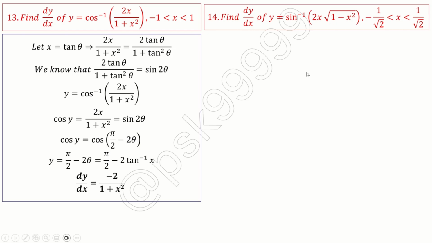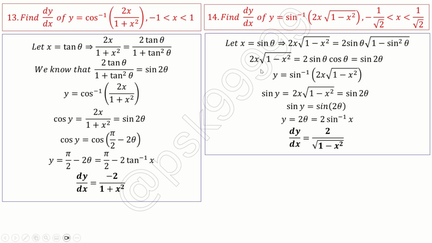Next. Again, y equals sine inverse of 2x square root of 1 minus x square. Now if you see it, 2 sin theta into square root of 1 minus x square is cos theta, correct? 2 sin theta cos theta is nothing but sin 2 theta. So let's assume x equals sin theta. Then 2x square root of 1 minus x square is 2 sin theta square root of 1 minus sin square theta, which is cos theta. So this is nothing but 2 sin theta cos theta, which is sin 2 theta.